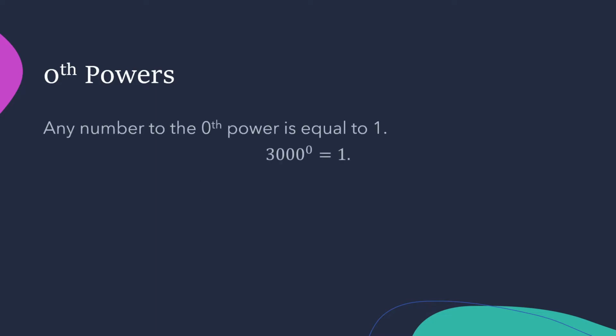And first let's start with zero powers, and anything to the 0th power is always equal to 1, and that includes 0 to the 0th power, which is actually pretty interesting, and you'll see why later in the video.